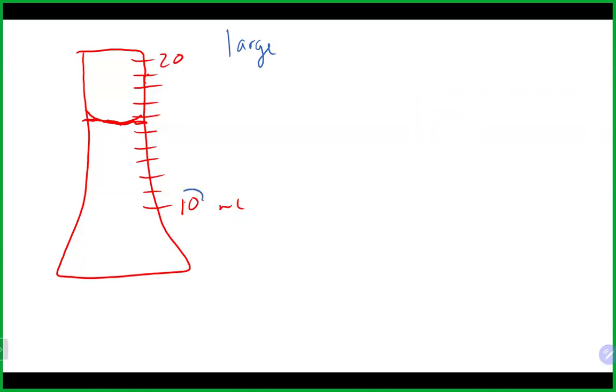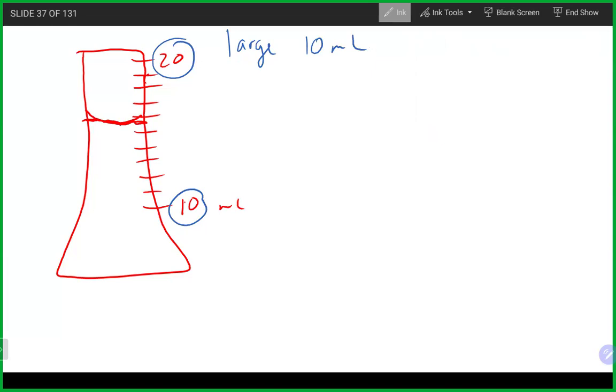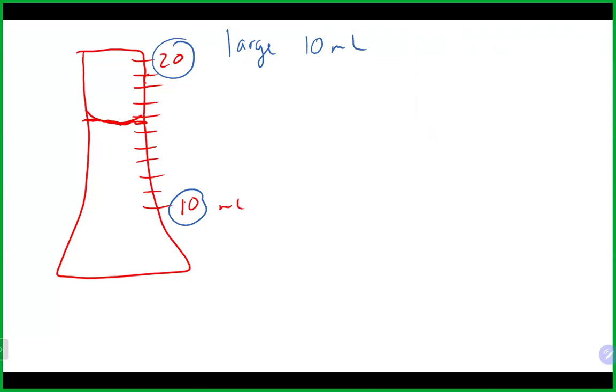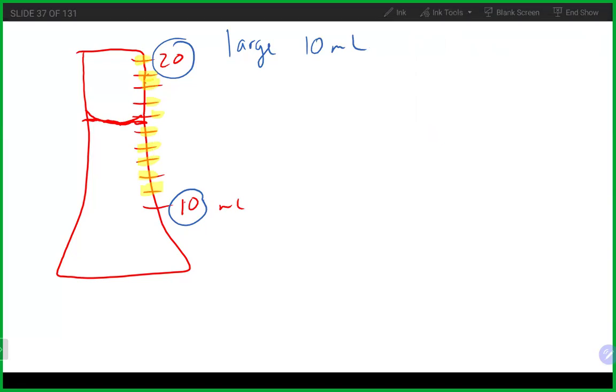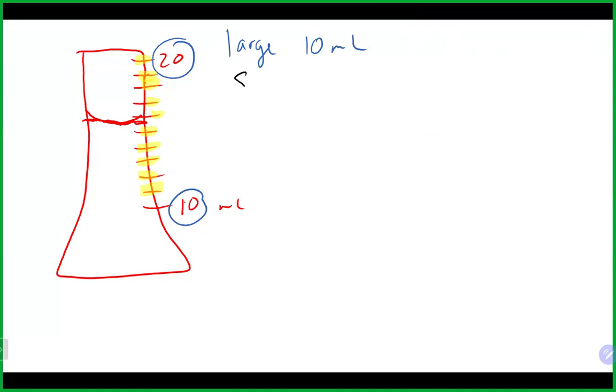Here we can see our large markings represent 10 milliliters. Remember that when we are counting between our large markings to figure out our small markings, we always start counting after the previously marked large marking. So that's 1, 2, 3, 4, 5, 6, 7, 8, 9, and then we stop at the next large marking. So again, here we have 10 markings between our 10 milliliters.